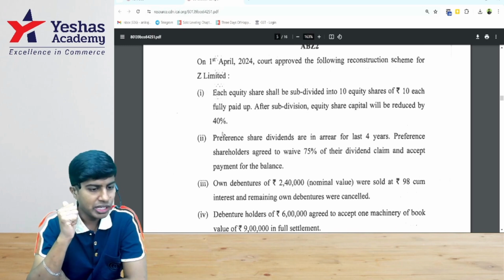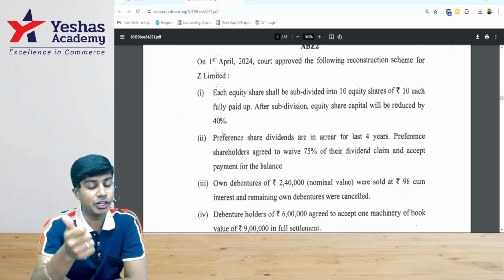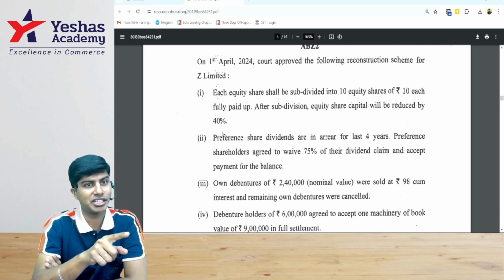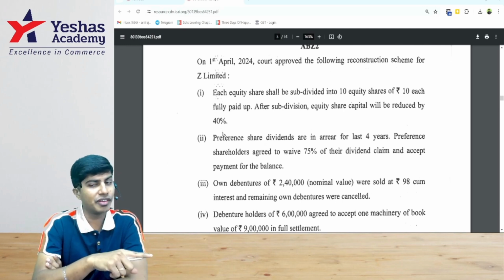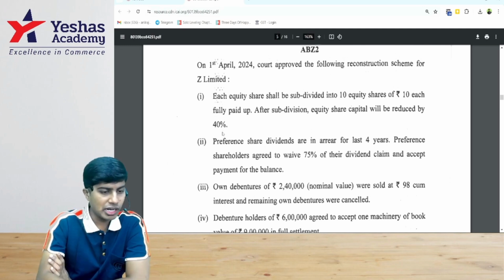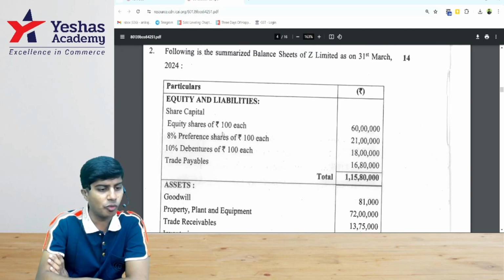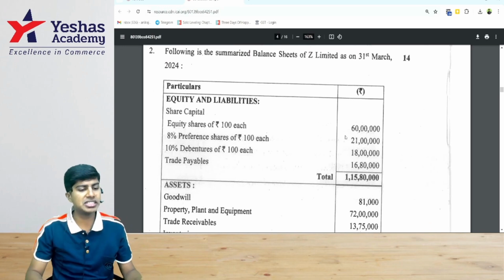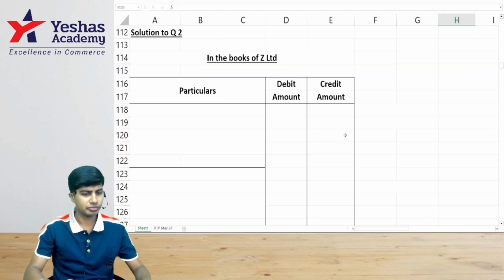As simple as that. Each equity share shall be divided into 10 equity shares of rupees 10 each fully paid up. So basically each equity share will be of 100. We are going to divide into 10 shares of 10 each. Let's see the balance sheet to find how many shares are there. Equity share capital is 60 lakh rupees and shares are of rupees 100 each. 60 lakh divided by 100 is how much?